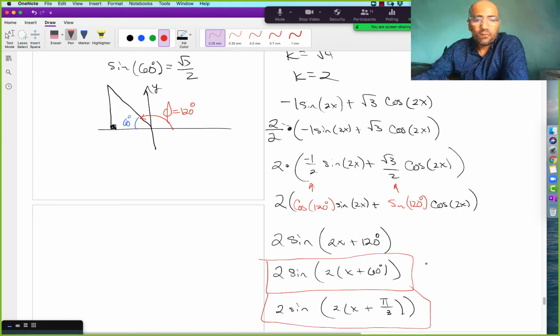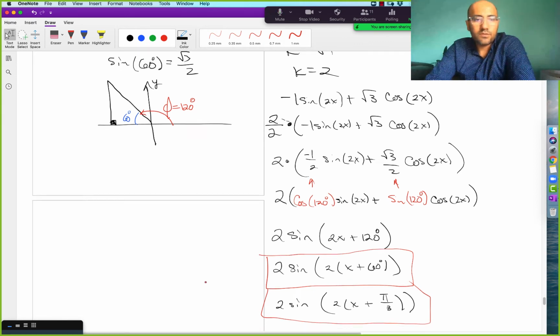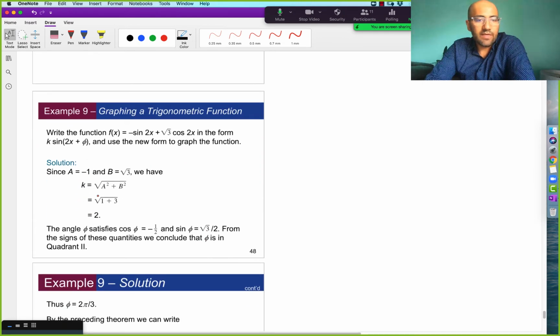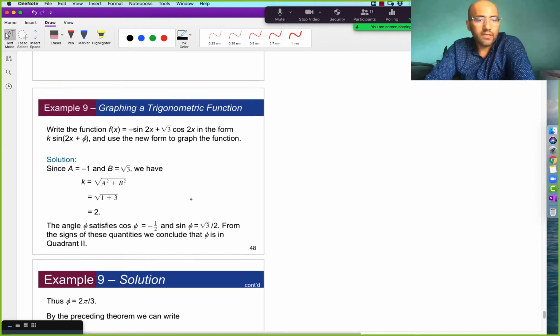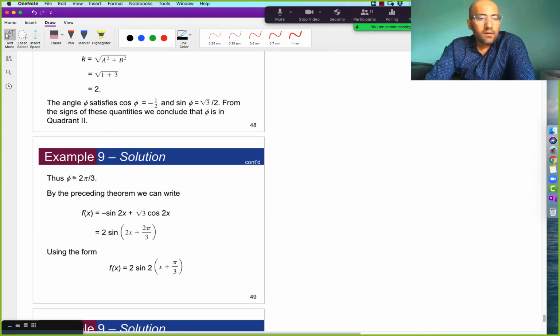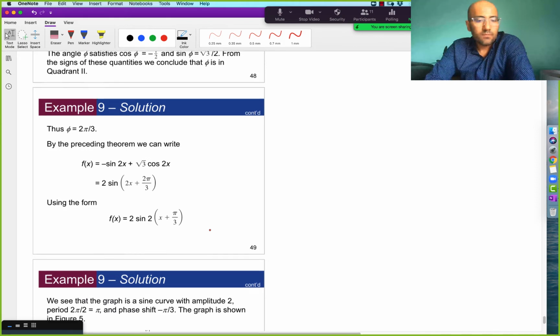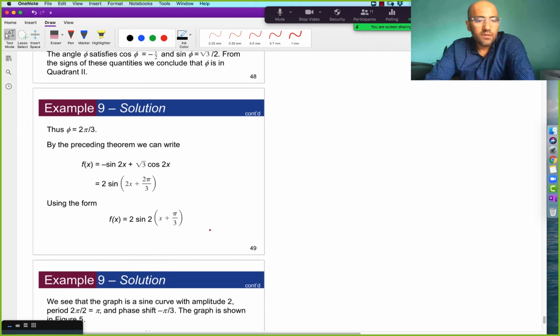Okay, any questions? No? None? We're good? Let's see if that's what your book did. Okay, so they found the same value of k using the same formula. Author did that. So then they found that phi is equal to 2 pi/3. This is 120 degrees. And so they ended up with the same thing. Good. Questions?